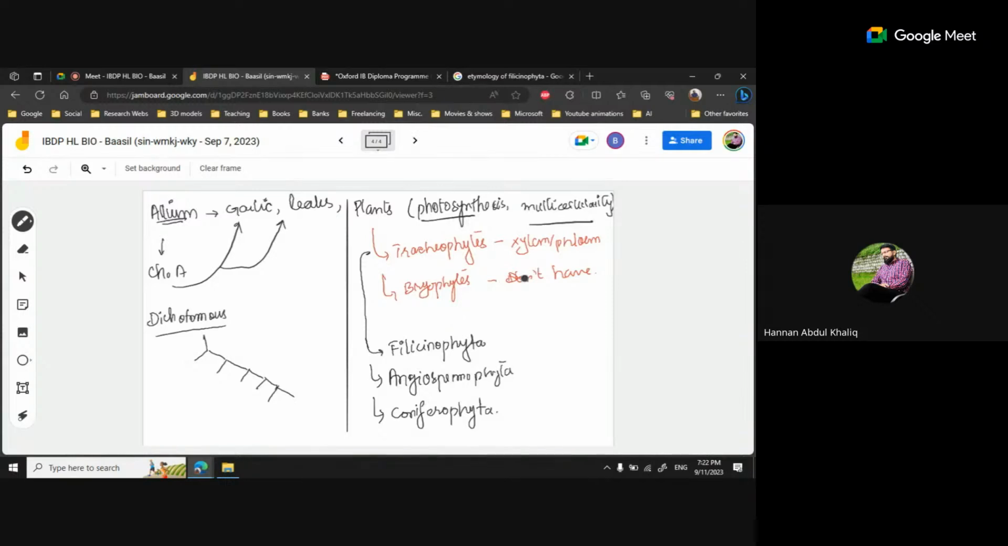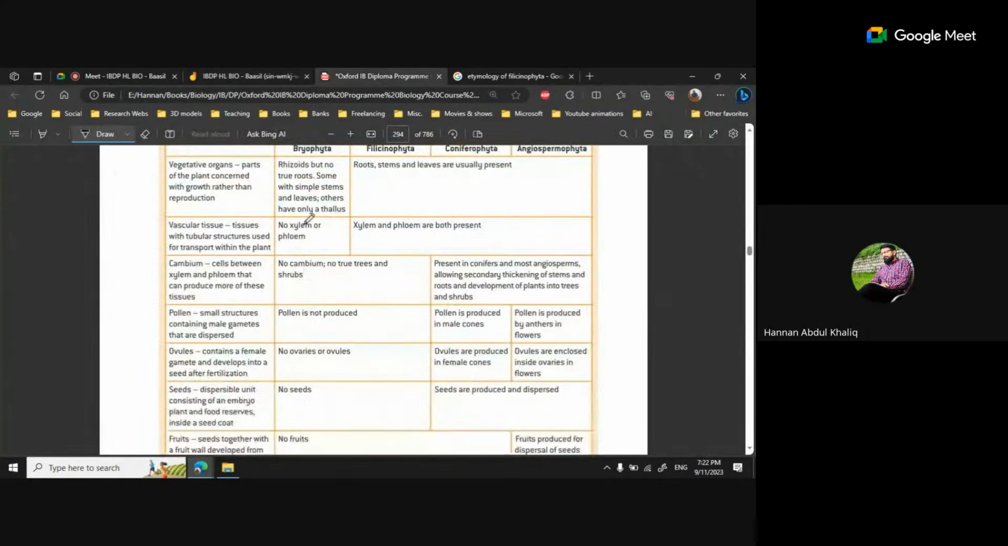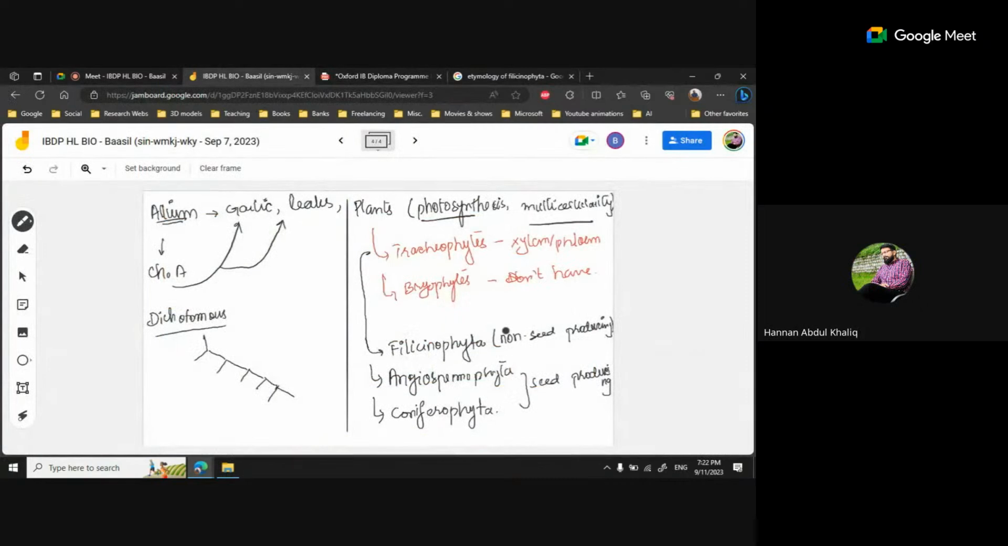I can differentiate them. Felicynophyta are those which are non-seed producing, and these are seed producing. I think they also give the differences in the book. I was actually trying to classify them on my own, because this table looks a bit complicated. So that is why I was doing the basic classification, and then these are seed producing, and then there are the rest of the classes.